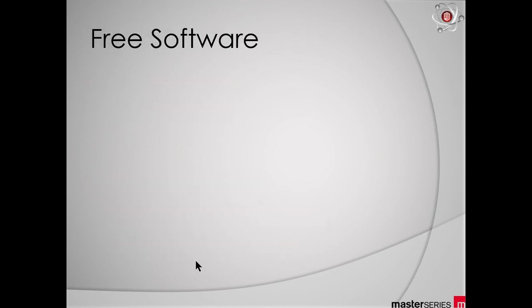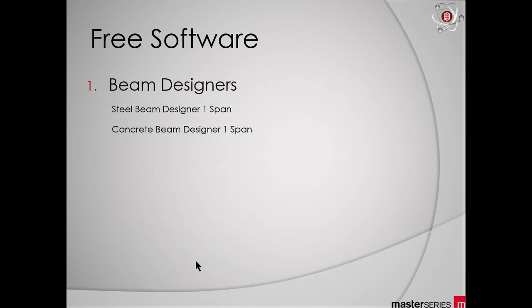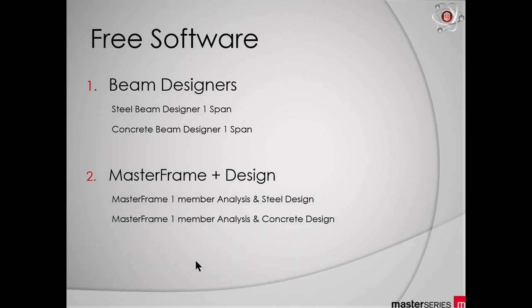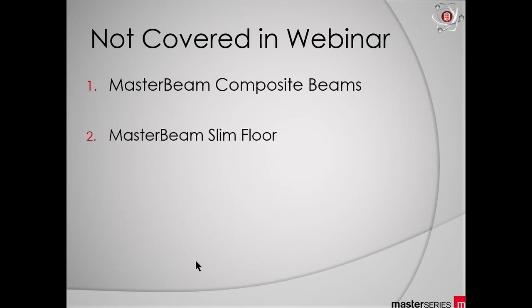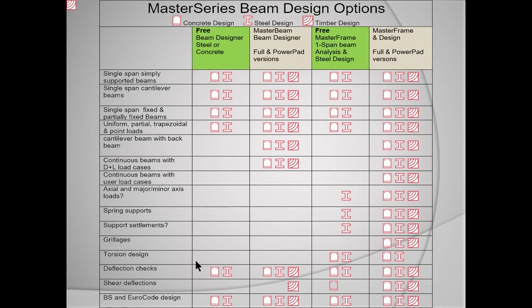And then the third option is looking at the free software, which we will look at at the end of this webinar and cover slightly. It is the simple beam designers for doing 1 span steel and concrete beam design. And also the frame analysis can do 1 span analysis of steel and concrete. So what we will not be covering today is the composite beams and its sister program for doing slim floors. They come into the composite beam webinars because they're a specialist subject. This gives you a broad idea of what you can and can't do with each of them.